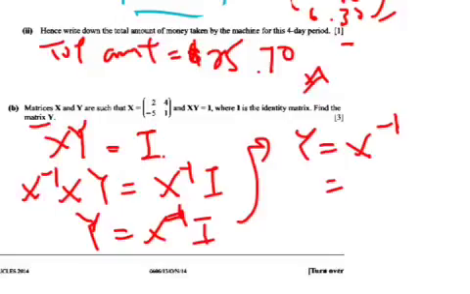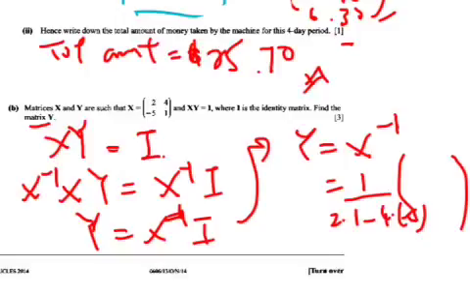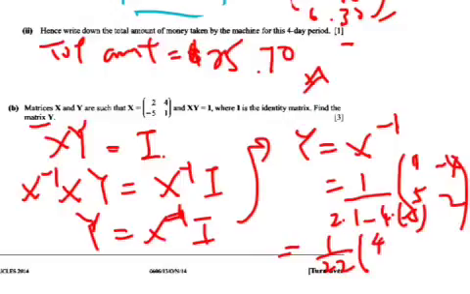So the inverse is 1 over 2 times 1 minus 4 times -5. And then here is 1, 2, reverse the order and change the sign in front of the operation. So you get 2 plus 20 is 1 over 22, and then 1, 5, -4 and 2. That's the final answer.